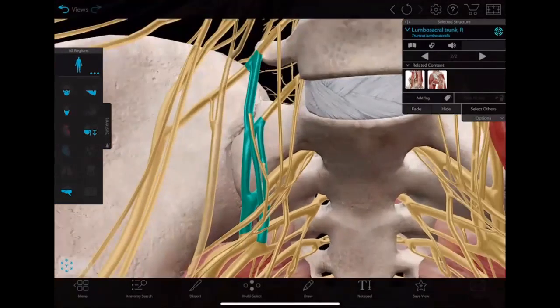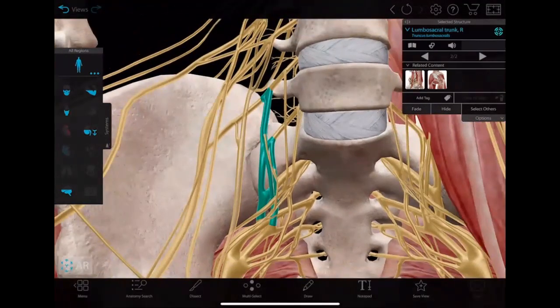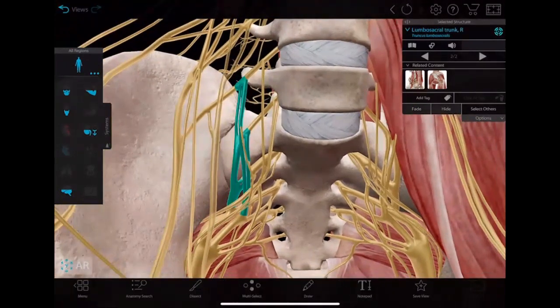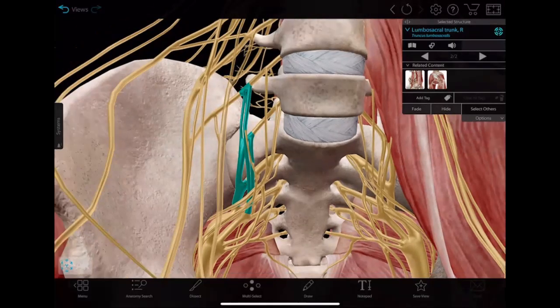L4 and L5. The lower part of L4, you see, this is the L4 vertebra, this is the L4 spinal nerve. The lower part of L4 and L5 are called the lumbosacral trunk, which participates in the sacral plexus, right? Hope you are getting it, right?